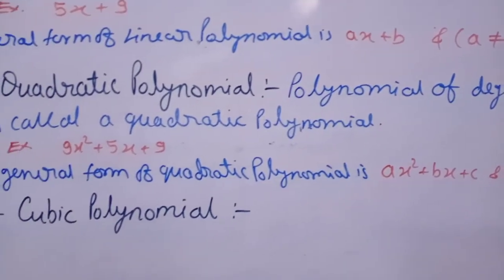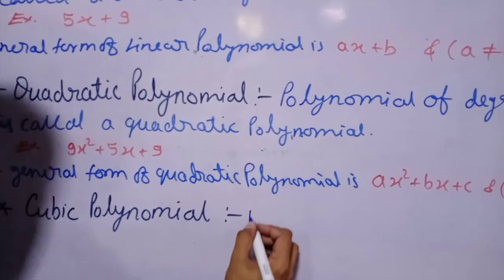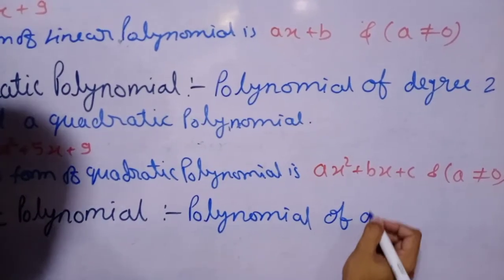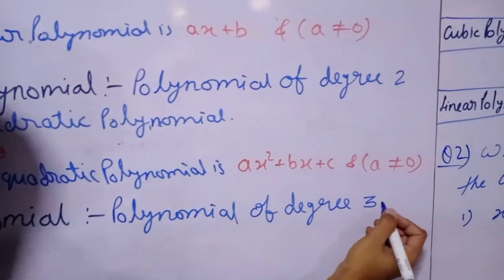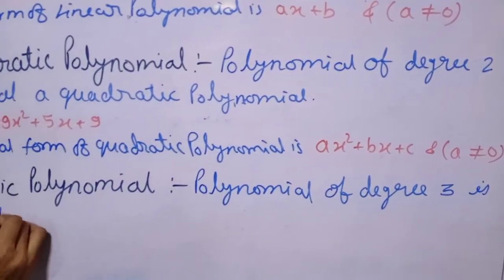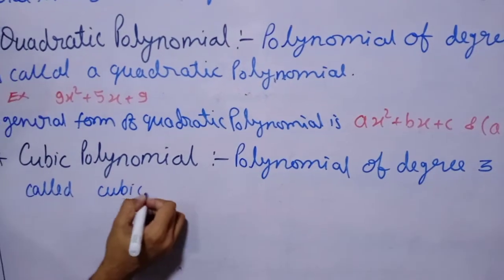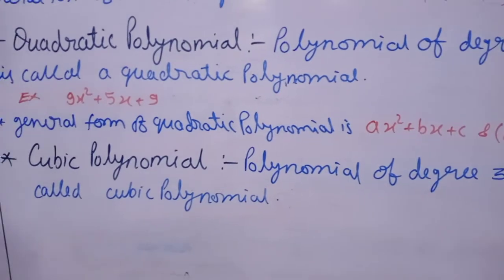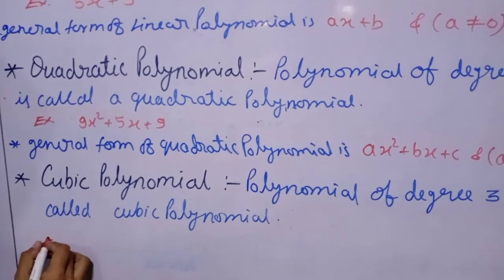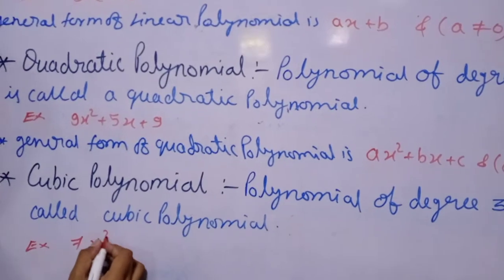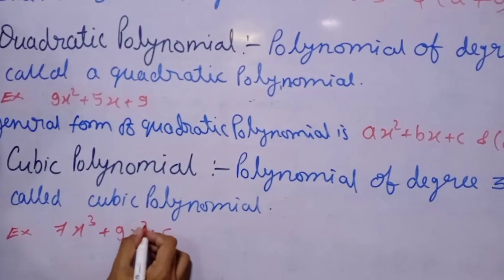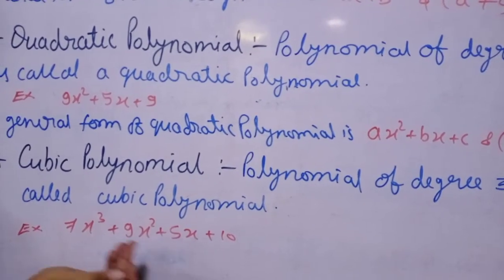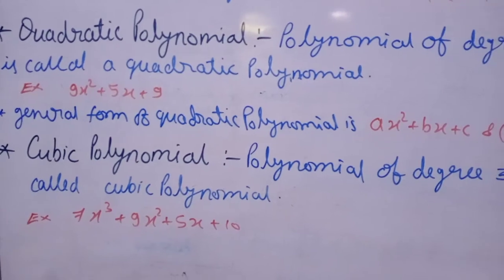Come to the next, the third type, cubic polynomial. A polynomial of degree 3 is called a cubic polynomial. Yes, for example you can see, that is 7x cube plus 9x plus x square plus 5x plus 10. Here the highest degree of this polynomial is 3, so that is called a cubic polynomial.